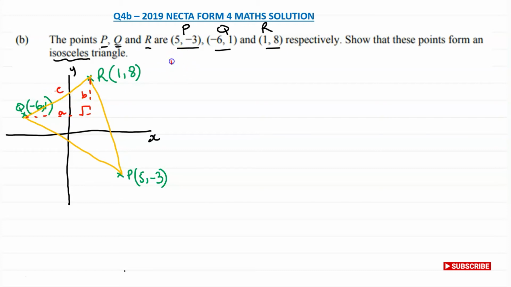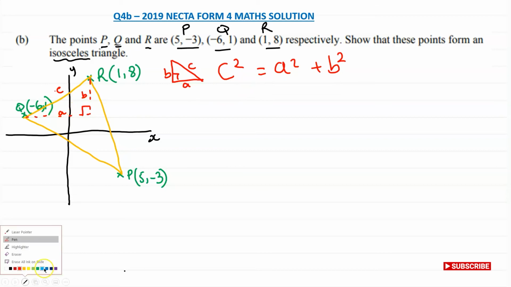Now, if you remember the Pythagoras theorem, the longest side of the right angle triangle has to be C. A and B, it doesn't matter which one is A. So if you remember, C squared equals A squared plus B squared. And that's what we're going to do to find the sides. Right, so let's find QR then, using the Pythagoras theorem.